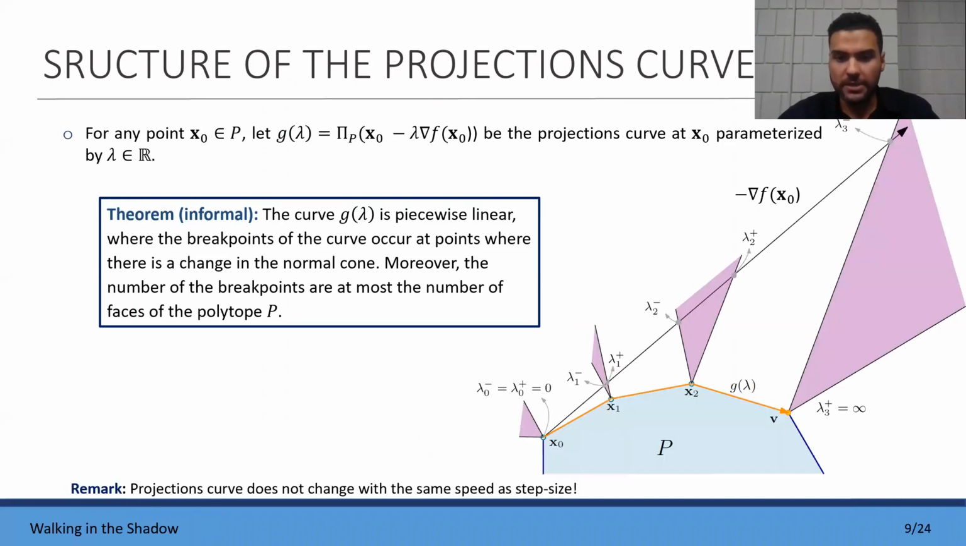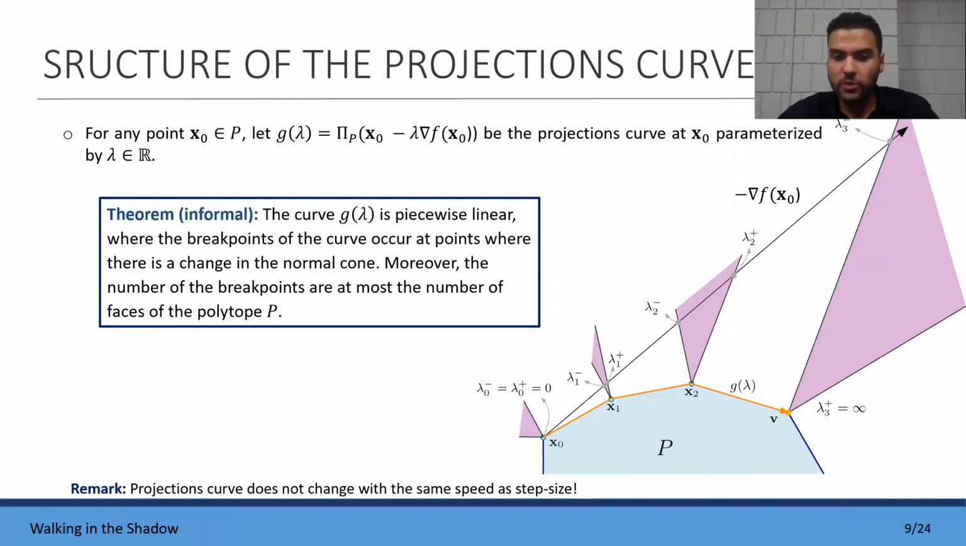So let's explain that with an example. So consider this polytope P. We start at x0 and we consider the negative gradient at x0. And we vary the step size along that direction. Now we see in this figure here that the projections curve is actually this orange curve in the figure. And we see here that it is indeed piecewise linear. So the first breakpoint is x1, and we see that between x0 and x1, we have the first linear segment, and the normal cone is constant there. We only have one constraint that's active throughout. But then at x1, at the breakpoint, we add a new constraint.